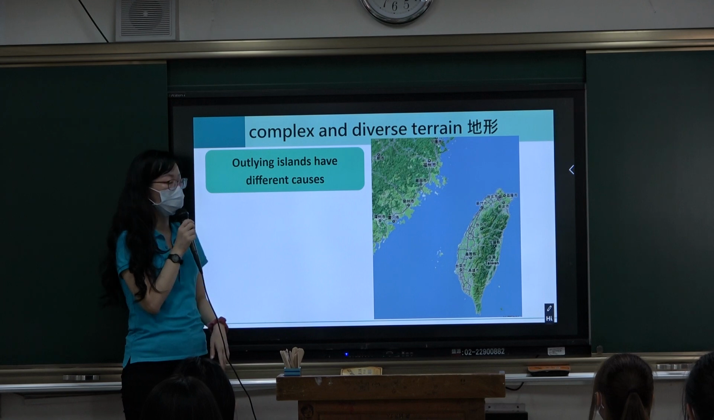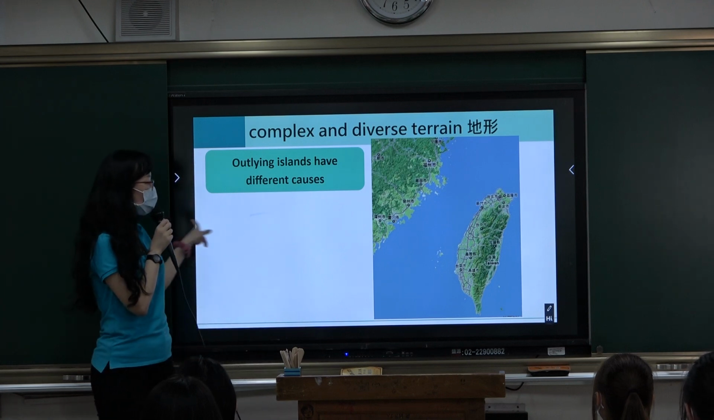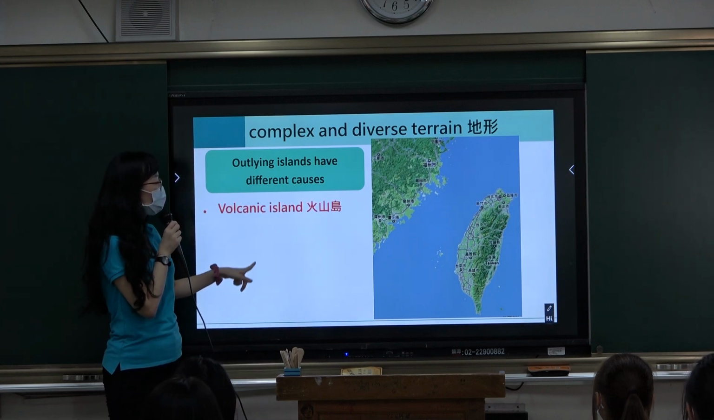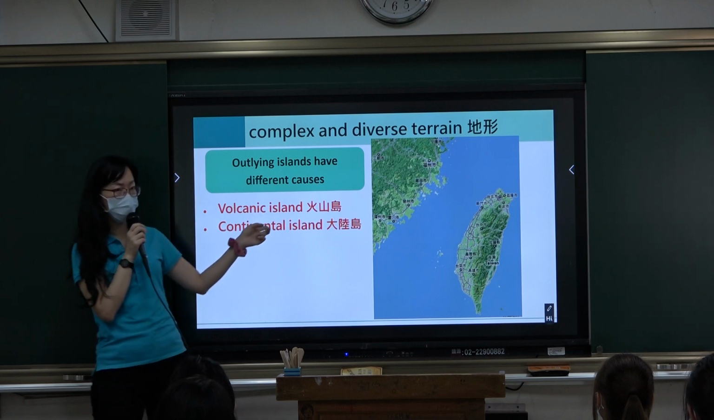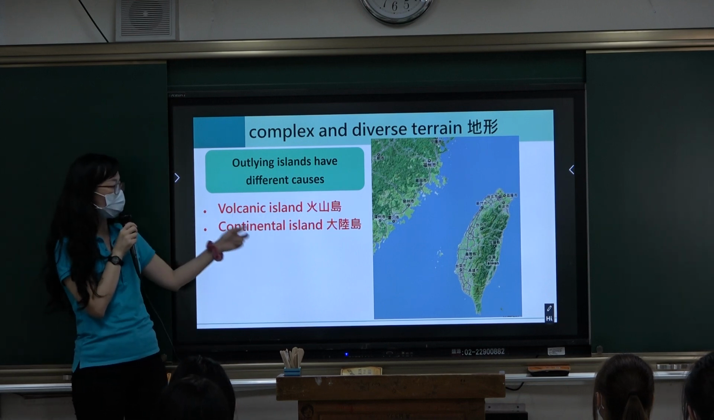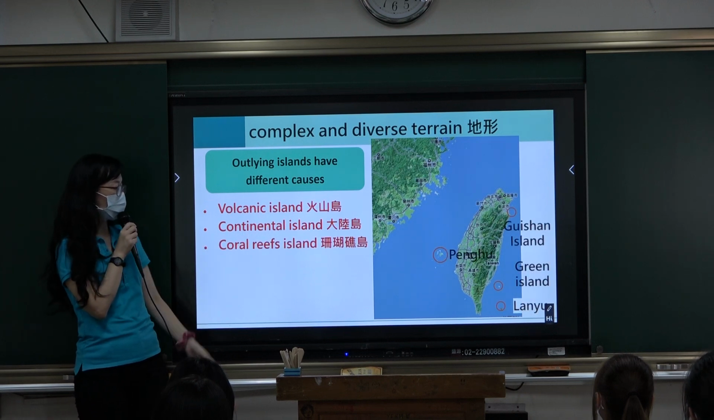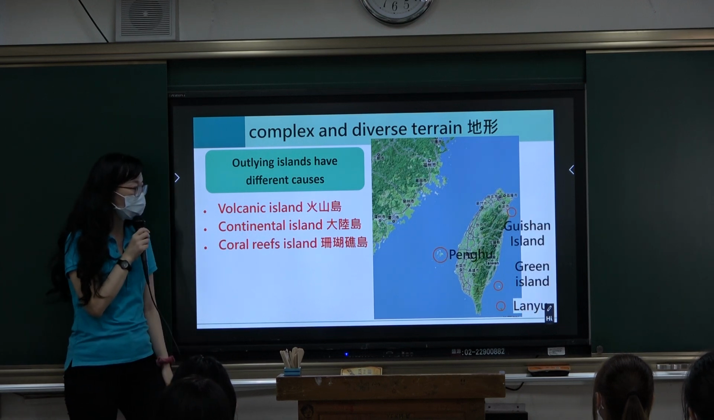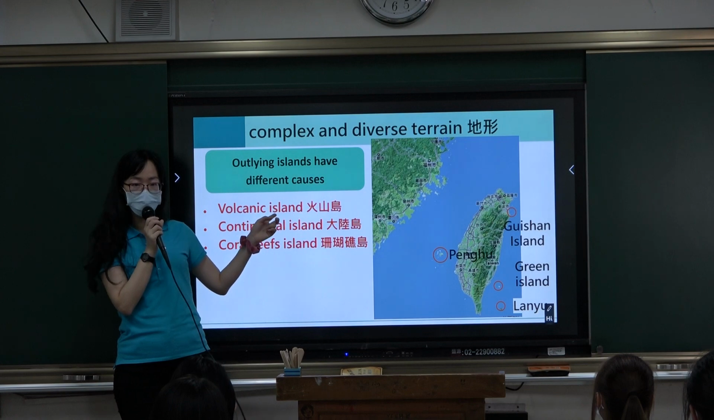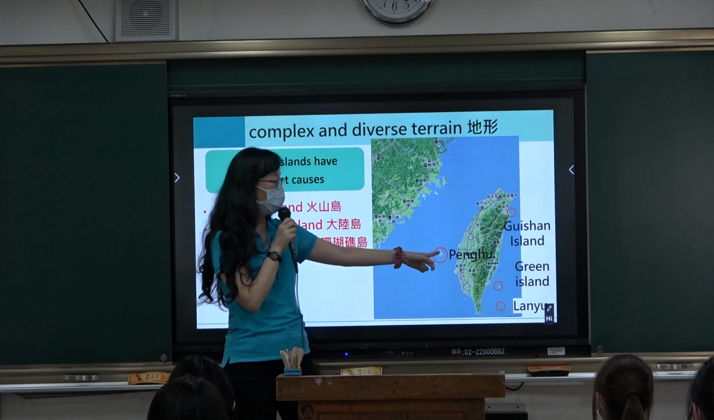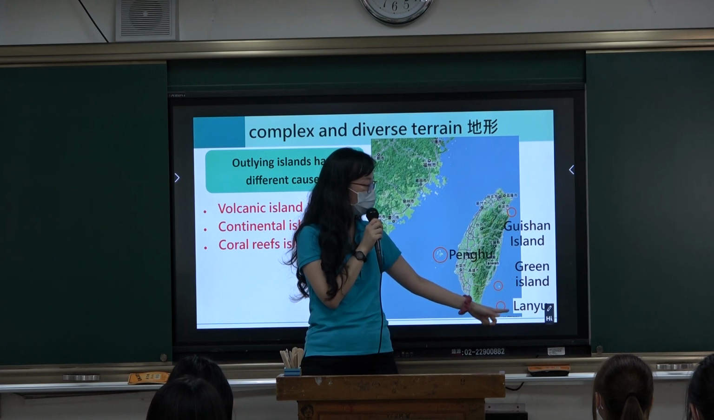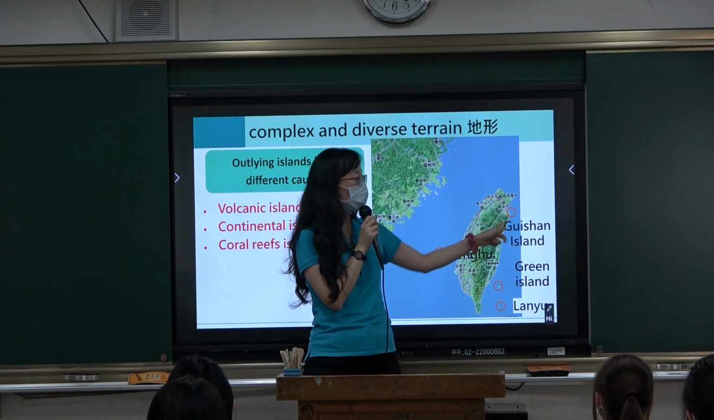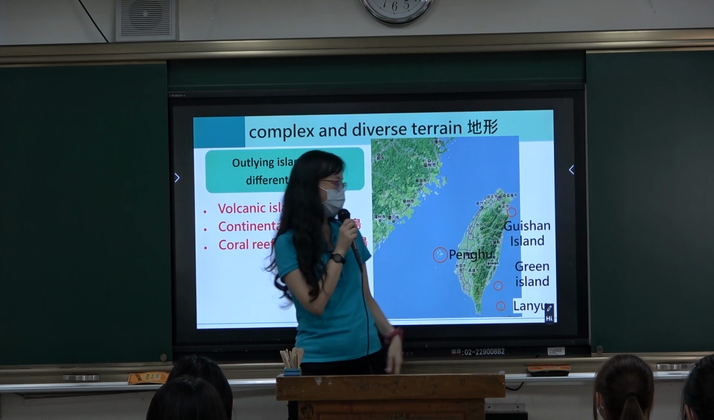So we actually have three different kinds of islands. The first one is volcanic island. The second one is continental island. And the third one is the coral reef island. So the volcanic island is which kind of island? Like Penghu, yeah, and the Green Island, and the Lanyu, and the Guishan Island, yeah, exactly.